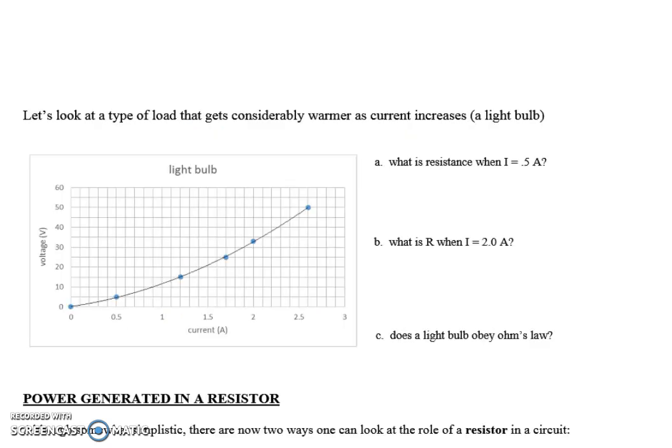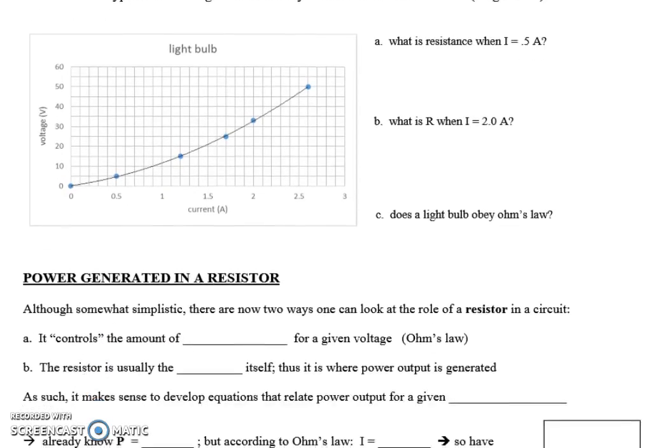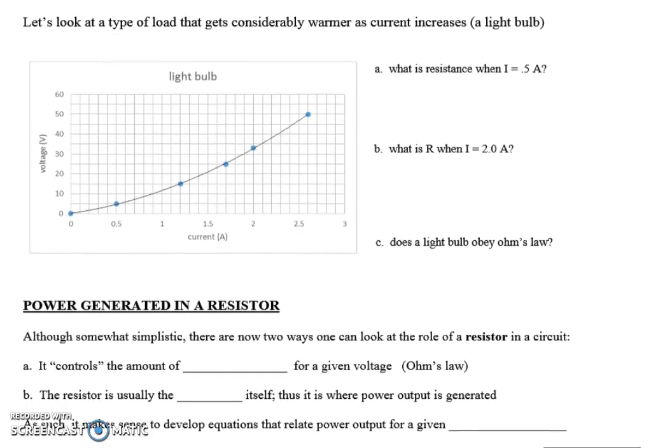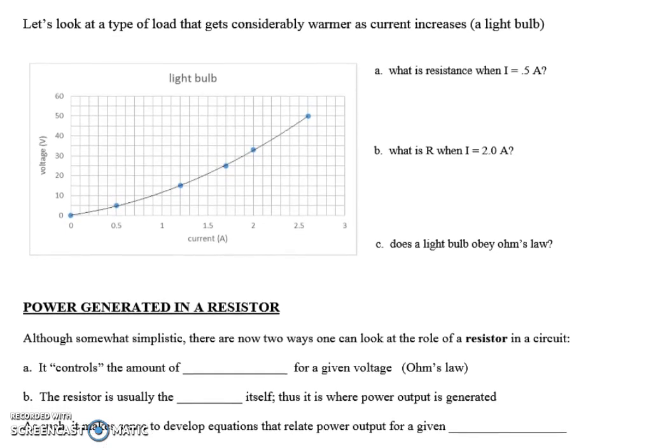All right, so let's turn our attention to the light bulb. If you did the light bulb, if you got good data for it, what you will see is that it follows a curve that looks like this, if you put voltage on the y-axis. If you put voltage on the x-axis, then it might look something like that. Either way, what you should recognize is that it's not a straight line, and therefore it's not ohmic.